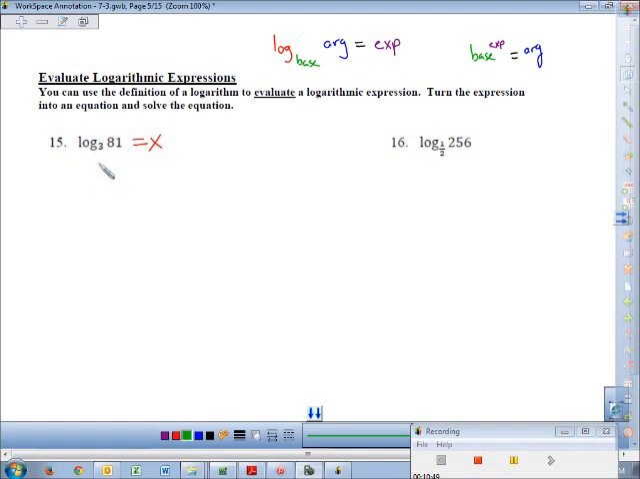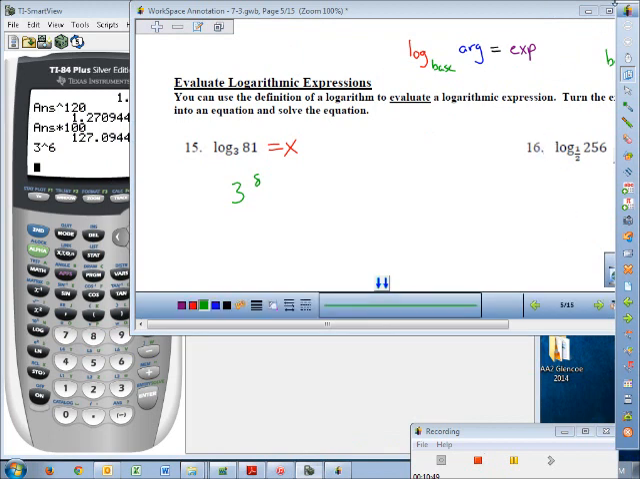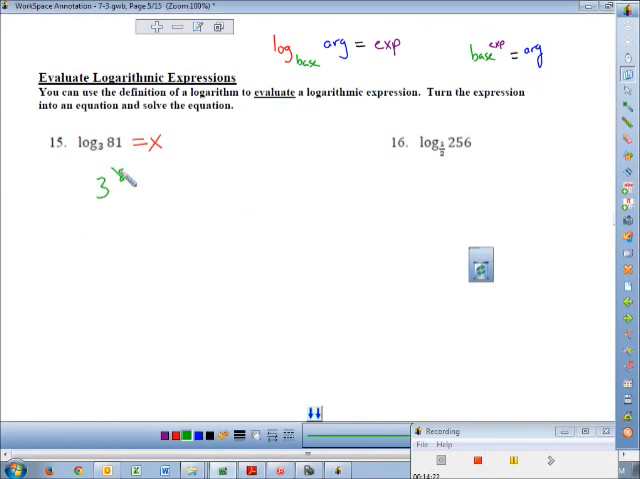I don't want any logs because I want to write it 3 to the x equals 81. There you go. I'll write what you said this time. Hey, that's awesome. 3 to the x equals 81, right? So now answer the question. This is just mental. 3 to what power equals 81? So x equals 4.